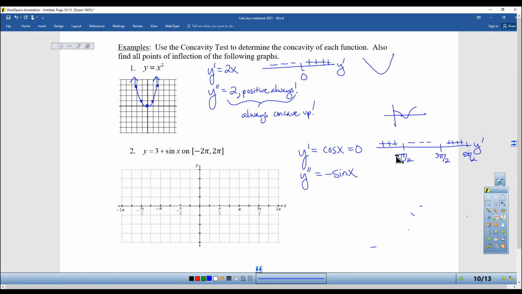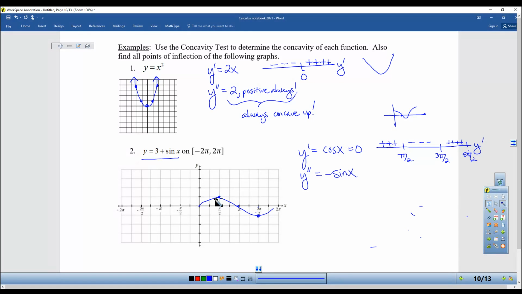So what does that mean for my graph? This tells me about the slope. So I know it's going to have a positive slope until pi halves, and then it has a negative slope all the way until here. So 3 pi halves must be a minimum. I know you already know what it looks like, but I wanted you to see, look at this, see, negative slope all the way down there.